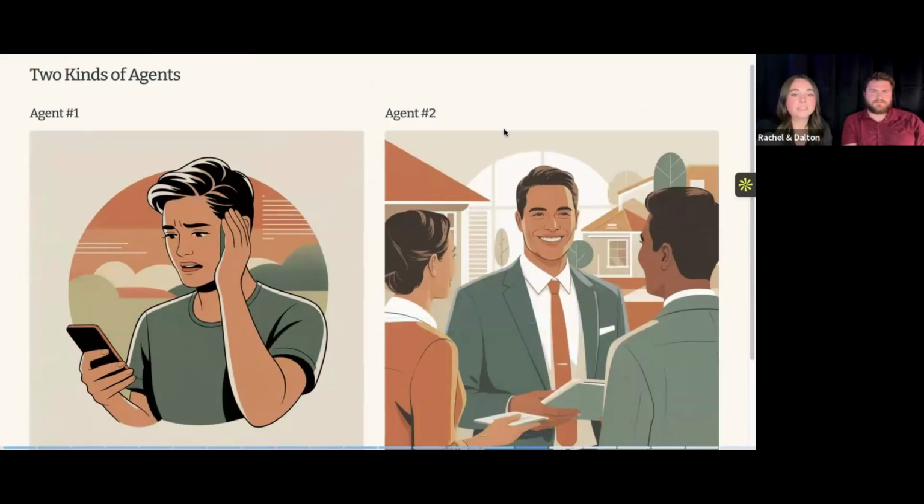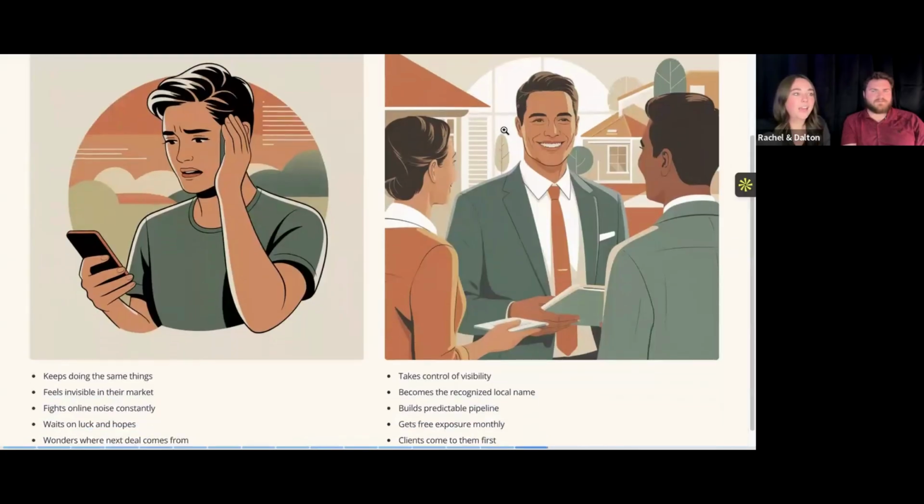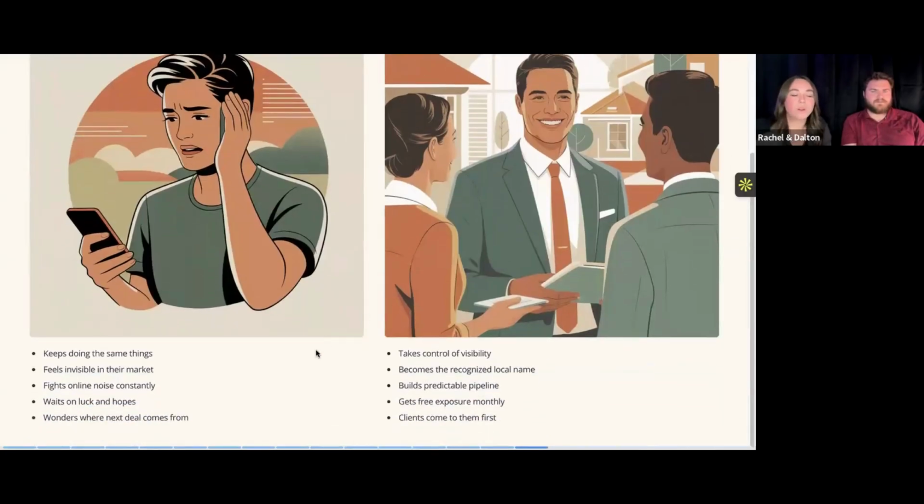Okay, so there are 2 kinds of agents, and I want you guys to think, as I read these out, which one are you? Agent number 1 keeps doing the same things, feels invisible to their market, fights online noise constantly, waits on luck and hopes, wonders where the next deal is coming from. Or are you agent number 2, who takes control of visibility, becomes the recognized local name, builds predictable pipelines, gets free exposure monthly, and clients come to them first? So drop in the chat if you're agent 1, or drop in the chat if you're ready to become agent number 2.